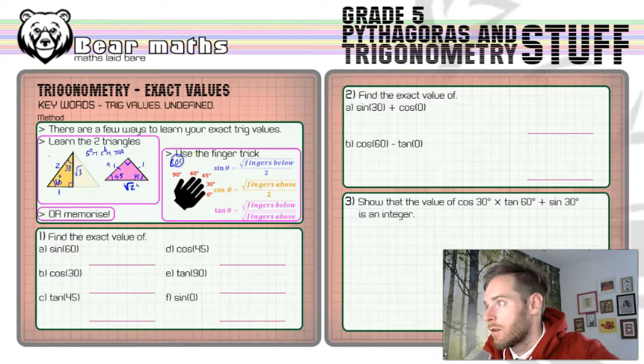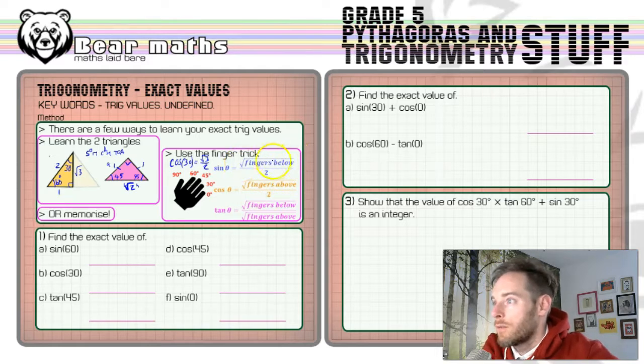So you write that down. Cos of 30 is equal to root 3, because that's the number of fingers above in a square root, and that is over 2. So sine and cos are both over 2. Sine's all about the fingers below, and cos is about the fingers above.